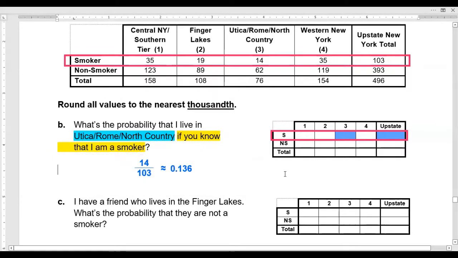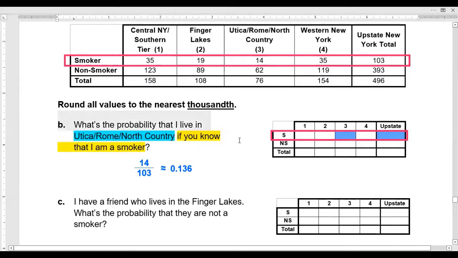Now this answer is different from the answer we saw before, and it should be because we're looking out of a different group of people. We're looking out of smokers and picking the people who live in Utica, Rome, North Country. Whereas in the previous problem, we were looking at Utica, Rome, North Country only. So that was only out of 76 people instead of 103. And then out of that group, how many were smokers?